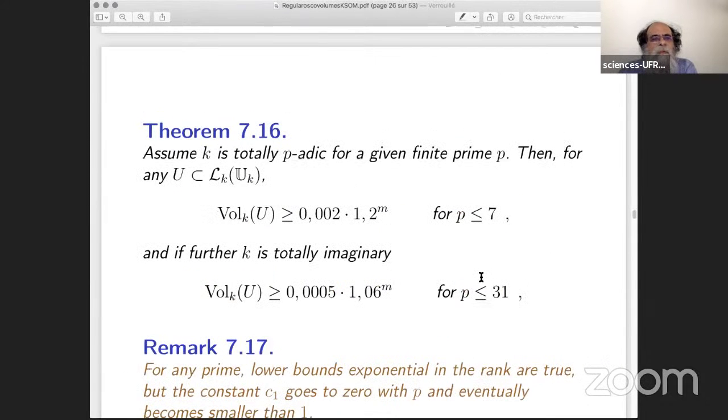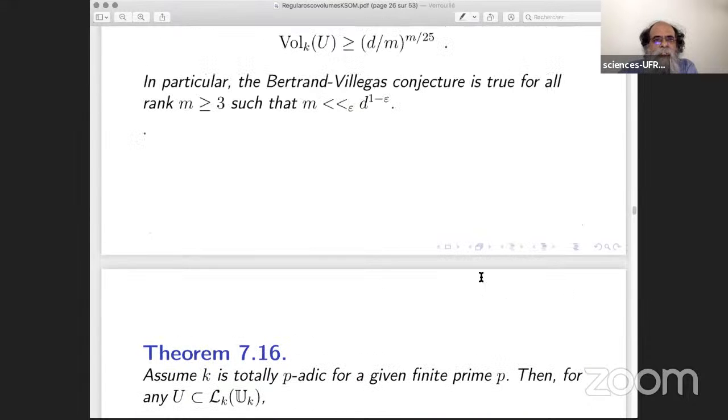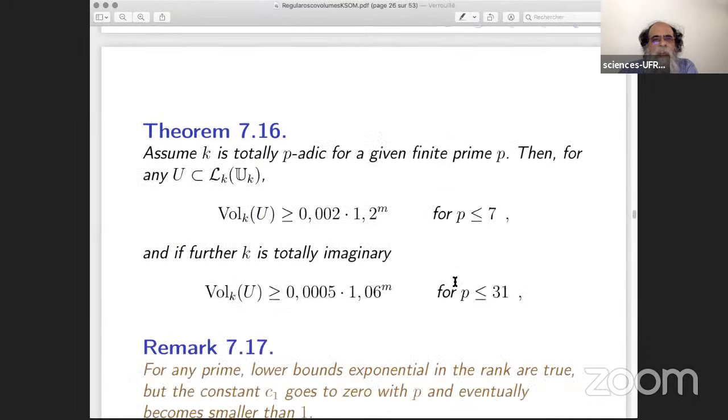So now we go to some fixed fields, specific fields. So you assume that the field is totally p-adic, some given prime p. That simply means that all places over p are fully split. Or the field is totally imaginary. For example, it lies inside the compositum of all CM fields.